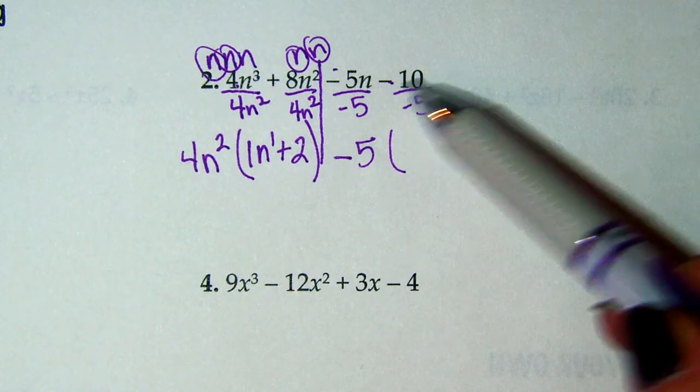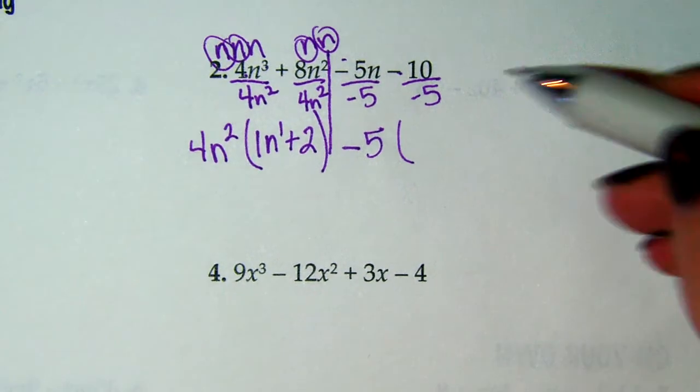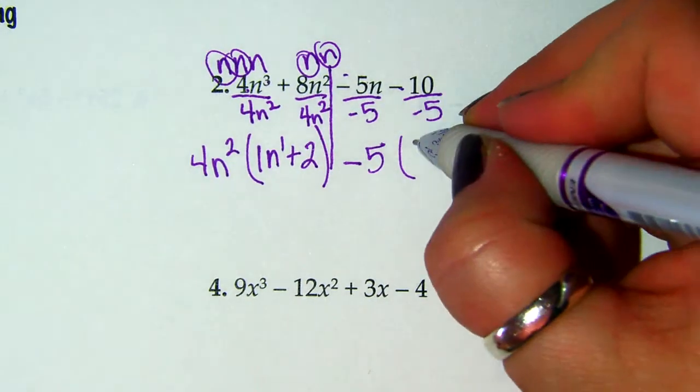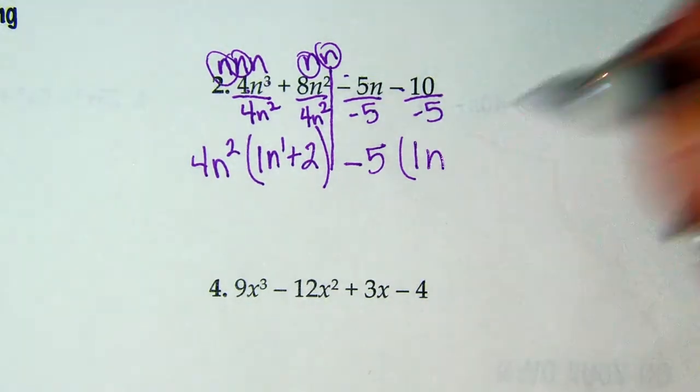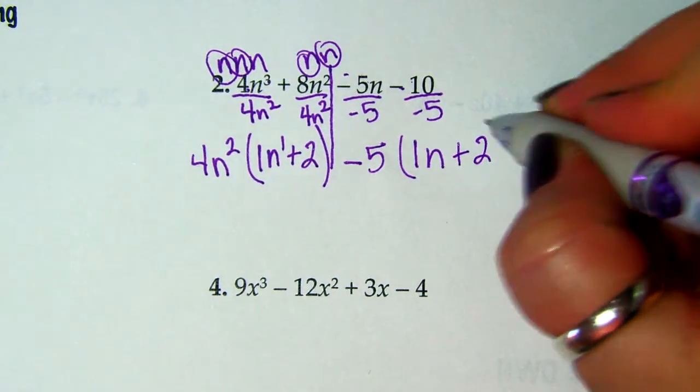So if it doesn't have one, it's not in common. So I can't write it out front. So divide by negative 5. Negative 5 divided by negative 5 is 1. N is still there. Negative 10 divided by negative 5 is positive 2. Make sure you're careful on your signs.